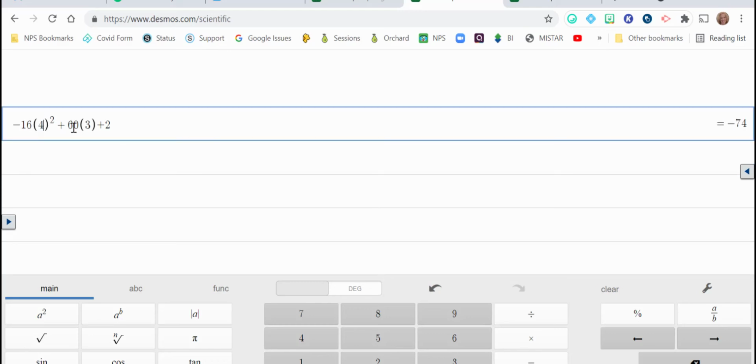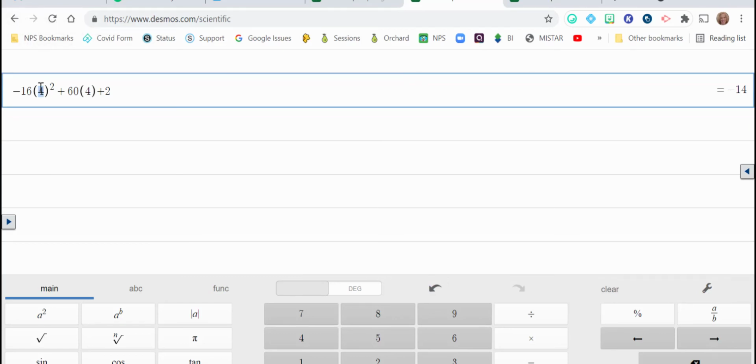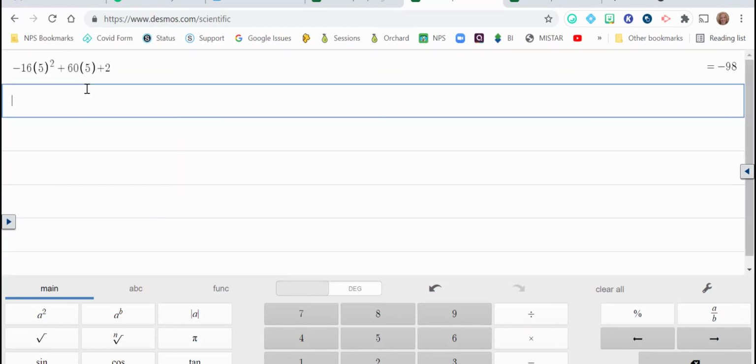Okay, so now I'm going to change it to 4. Be sure you're writing this down in your notes. And that's negative 14. That's interesting. Okay, so now let's take a look at 5. I assume this is also going to be a negative number. And negative 98. So let's bring it back to our class notes.